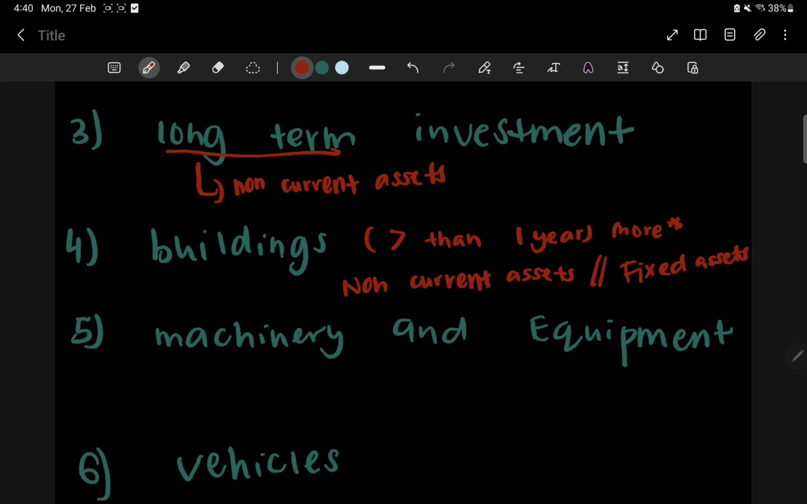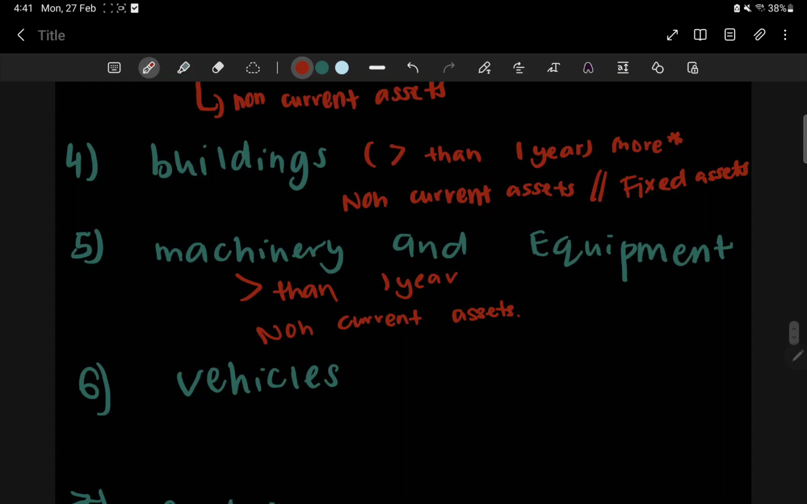Same goes as before. Okay, so we are going to do number 5 and 6. Machinery and equipment would be more than a year as well. If anything is more than a year, then it is going to be non-current asset. How about number 6? Number 6 is vehicle. So vehicle is also more than 1 year, so it's going to be a non-current asset. Remember, non-current asset and fixed asset have the same meaning.